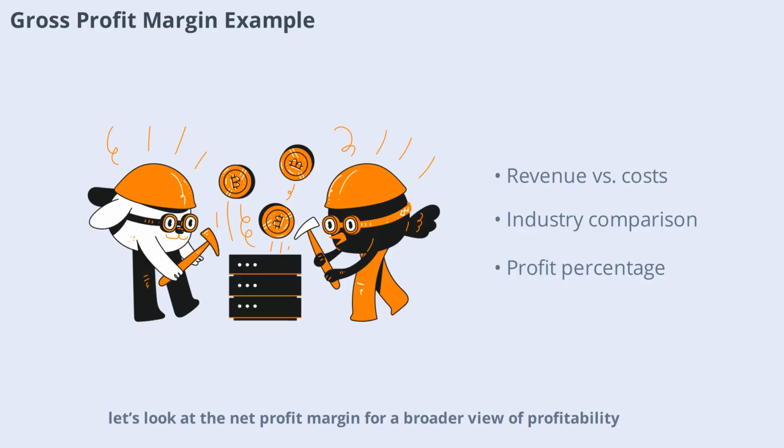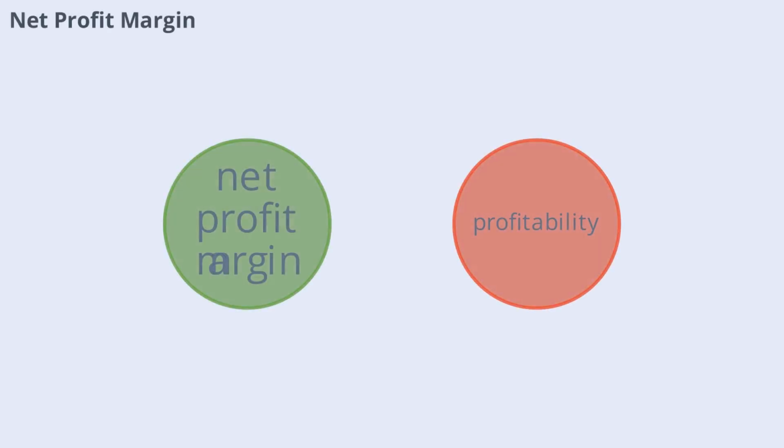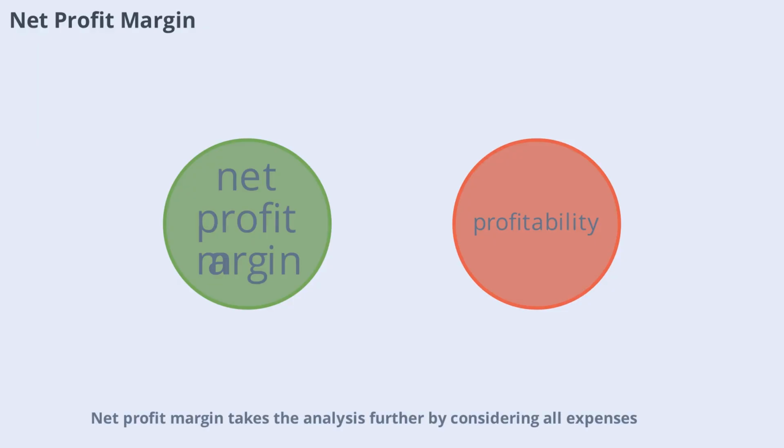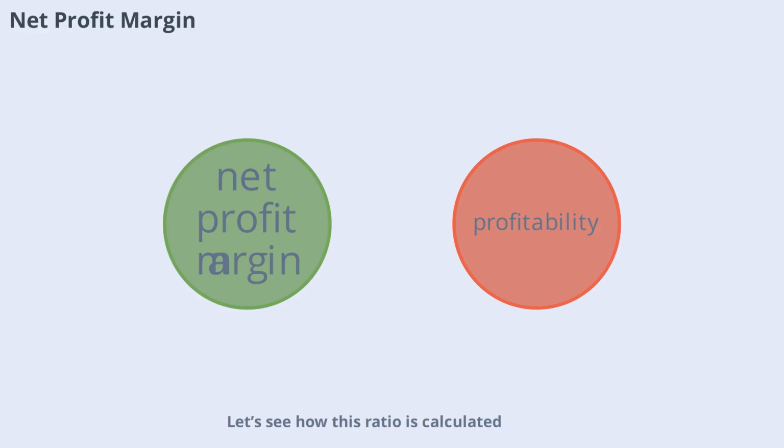Next, let's look at the net profit margin for a broader view of profitability. Profit margin takes the analysis further by considering all expenses, not just production costs. It's calculated by dividing net income by revenue. This ratio shows how much profit a company keeps from each dollar of sales after all expenses, including taxes and interest. A higher net profit margin means the company is managing its costs well. Let's see how this ratio is calculated with a real-world example in the next scene.